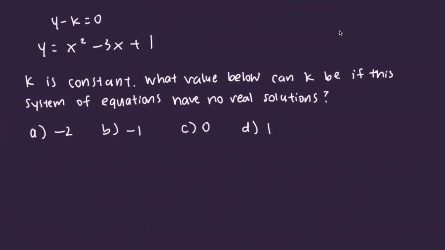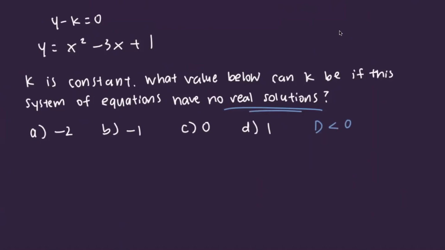Let's look at this one. y minus k equals 0, y equals x squared minus 3x plus 1. k is a constant. What value below can k be if this system of equations has no real solutions? Now, if you think back to it, when there are no real solutions, our discriminant would be less than 0. So let's find the discriminant of this system of equations.